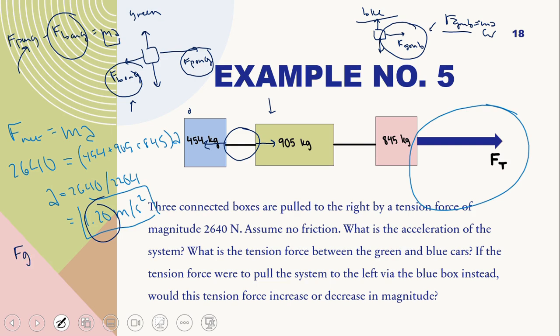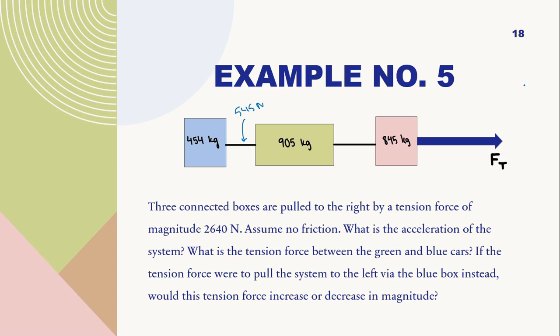So Fg on B is equal to ma, which we know, the mass of the blue box is 454 kg, and its acceleration is 1.20 meters per second squared. So this gives us 545 newtons. Okay, so the tension force over here between the blue and green boxes is 545 newtons.